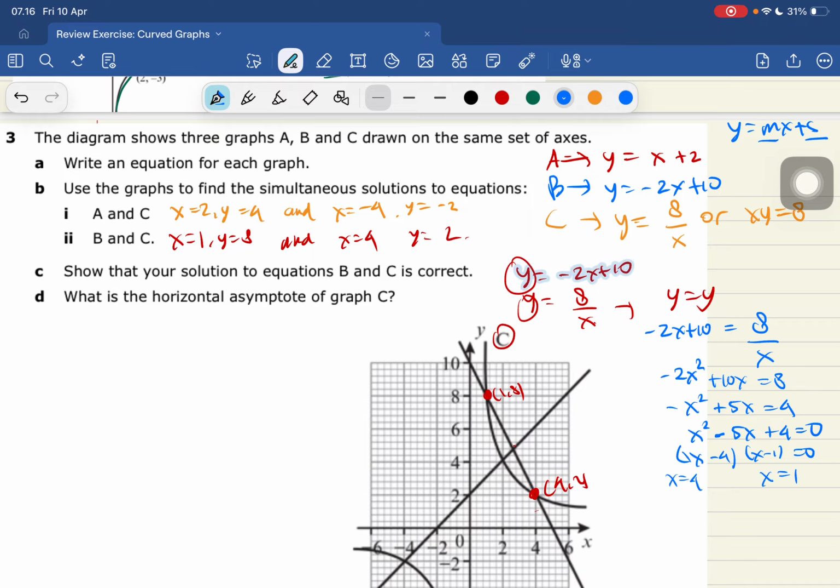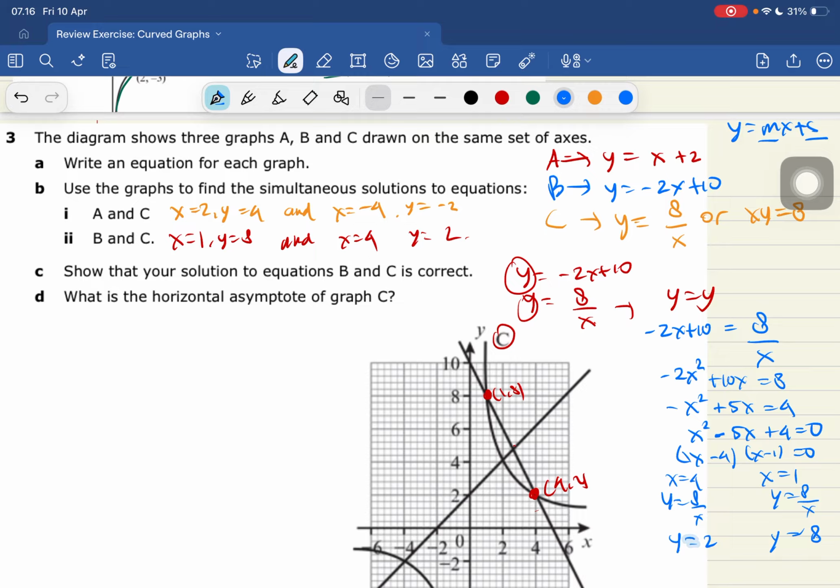Then we substitute into one of the equations, so y equal to 8 divided by x. If x is 4, then y equal to 2. If x equal to 1, so y equal to 8. Yeah, that is the correct answer.